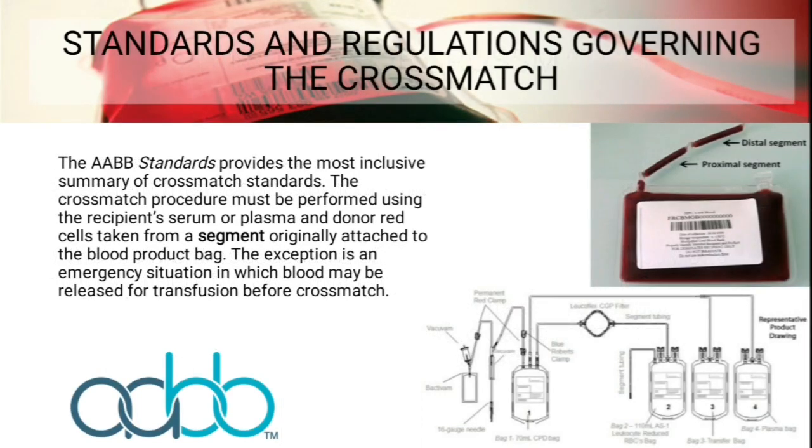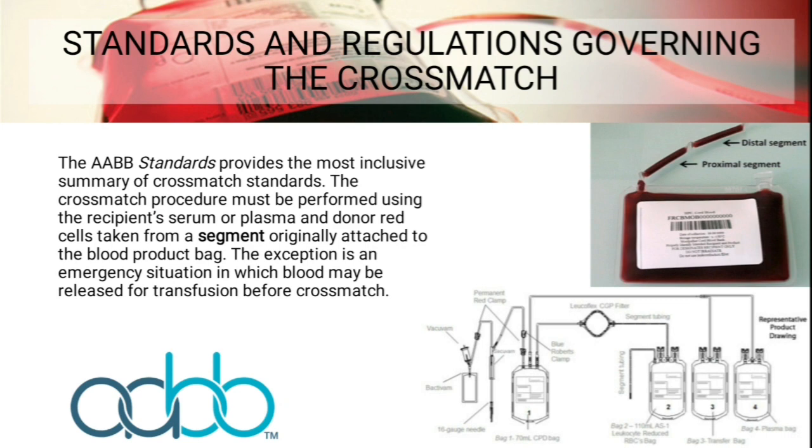Now let's proceed to the standards and regulations governing the cross-match. So the AABB standards provide the most exclusive summary of cross-match standards. So the cross-match procedure must be performed using the recipient's serum or plasma and donor red cells taken from a segment originally attached to the blood product bag. So a segment is a sealed piece of integral tubing from the donor unit bag that contains a small aliquot of donor blood used in the preparation of red cell suspensions for cross-matching.